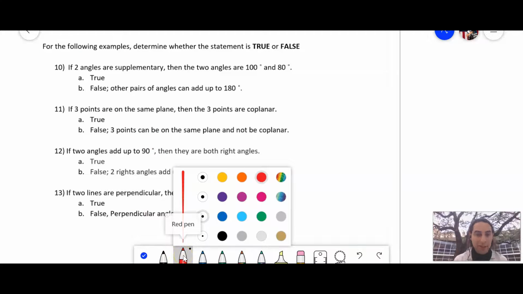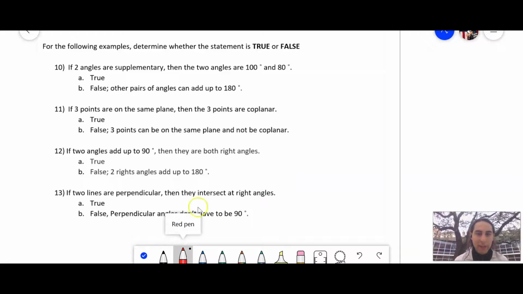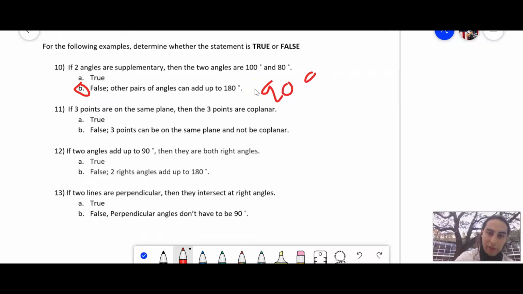So back on track. If two angles are supplementary, then the two angles are 100 degrees and 80 degrees. Now, that can be true, but are all supplementary angles always 180? False. Other pairs of angles can add up to 180. Like what? 90 and 90 is a counterexample, right? I mean, you can think of a lot of different combinations that add up to 180. So just because two angles are supplementary does not mean they're only 100 plus 80, right?